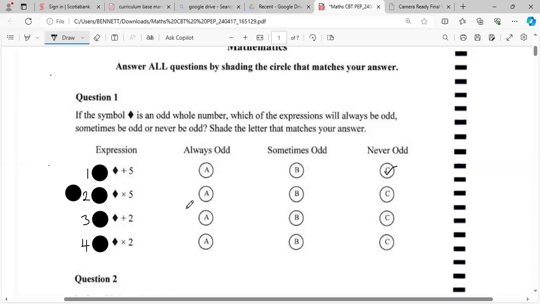Times 5. If you times 5 by 7, it's 36. So it's never odd again. All right.